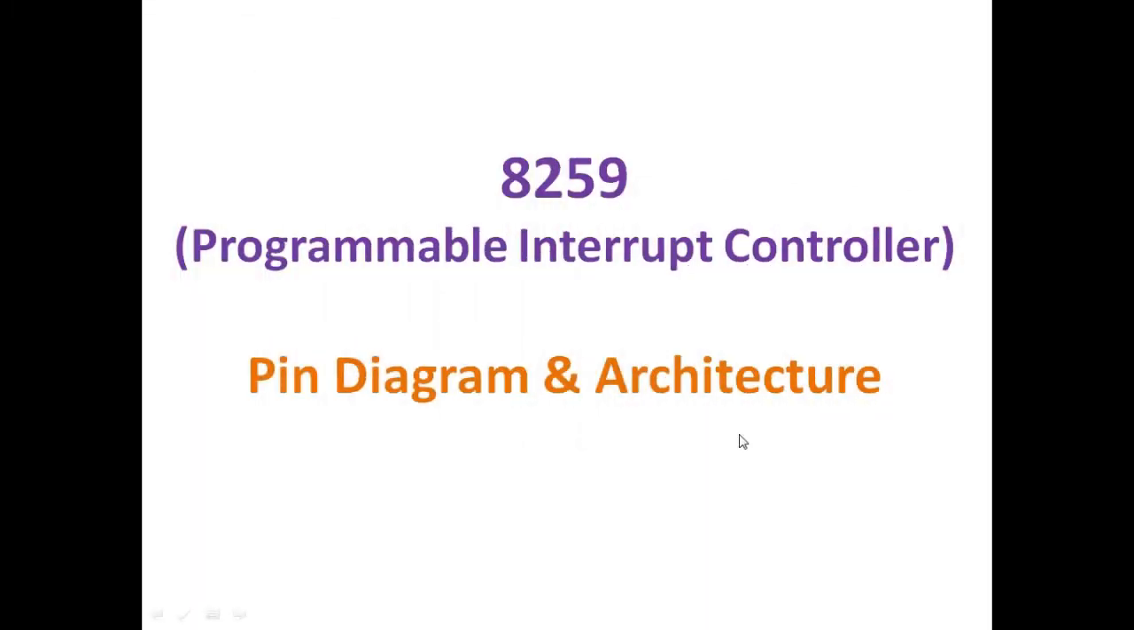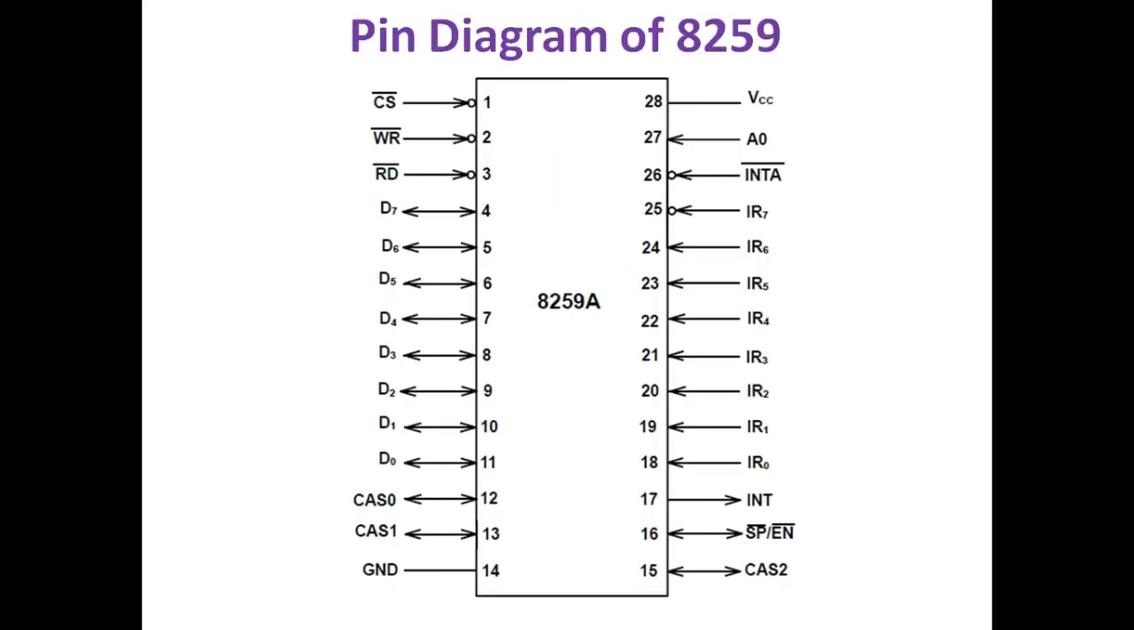Hello everyone. In this video we are going to see the pin diagram and architecture of 8259 IC. 8259 is programmable interrupt controller. Okay, so let us start with 8259 pin diagram. The 8259 has total 28 pins.